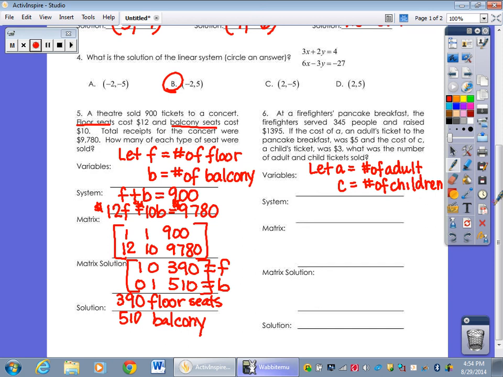So if I make the system, we have a total of 345 people. So that means the number of adults plus the number of children equaled 345. And then the cost of each adult was $5, so $5 per A. And the cost of each child was $3, so $3 per C. And the total was $13.95. So my matrix is going to be 1, 1, 345, 5, 3, and $13.95.